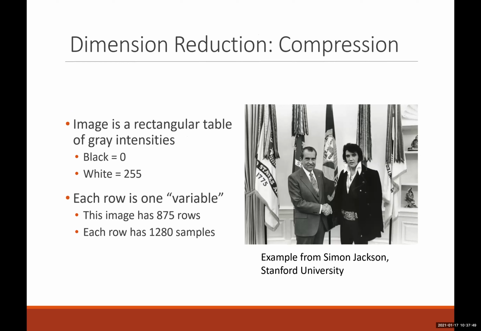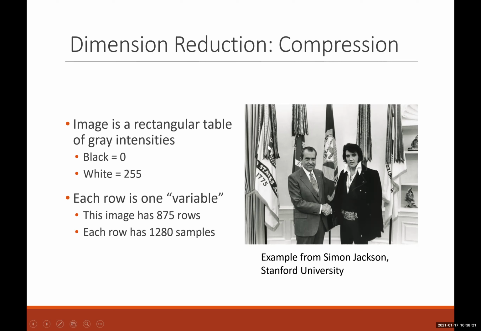So in this case, we have a compression image. It's a bit old school, we have President Nixon here on the left-hand side, and on the right-hand side, we have Elvis Presley. And what they're trying to do with this image, it's a black and white image of 255 pixels. Each row is one variable or feature. So this image has 875 rows. And each row has 1,280 samples or features.